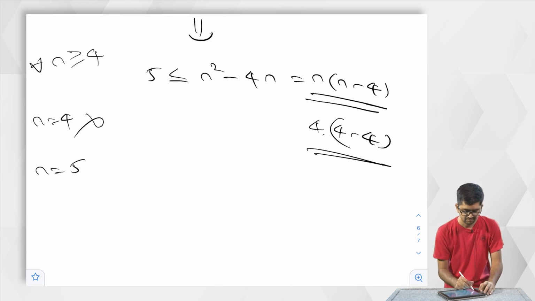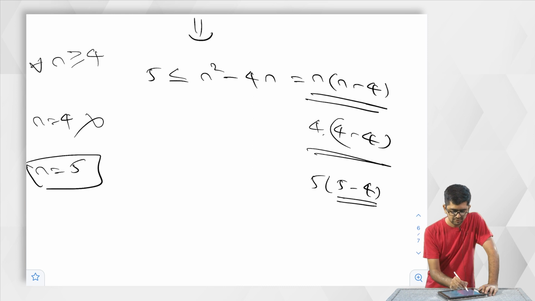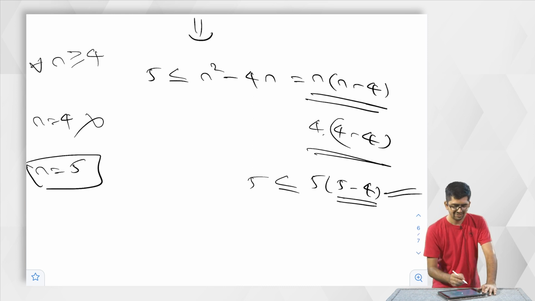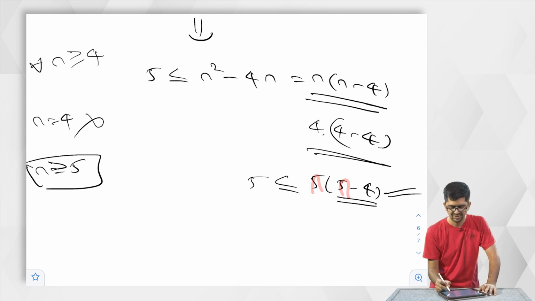What about n equal to 5? For n equal to 5, 5 times (5 minus 4) is already 5, so 5 is less than or equal to 5, so this is true. Even if I take n greater than or equal to 5, we can just put n in place of that element; n minus 4 is already positive, so n times (n minus 4) is always greater than or equal to 5.